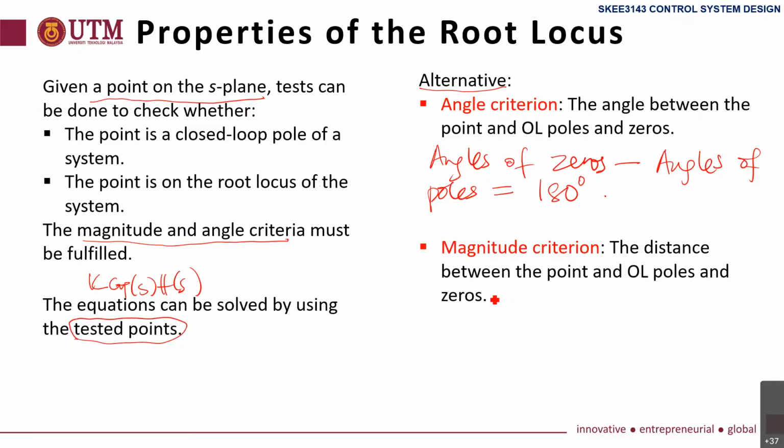The other criterion is to find the distance. Here, magnitude refers to the distance between the tested point and the open loop poles and zeros. So we want to find the length, the distance, between the point and the open loop poles and zeros.